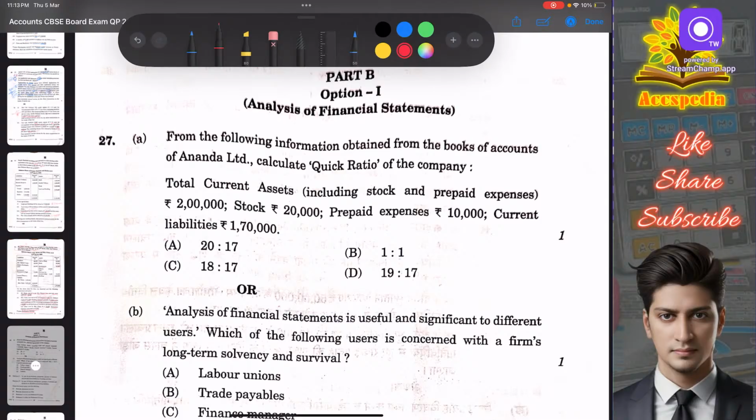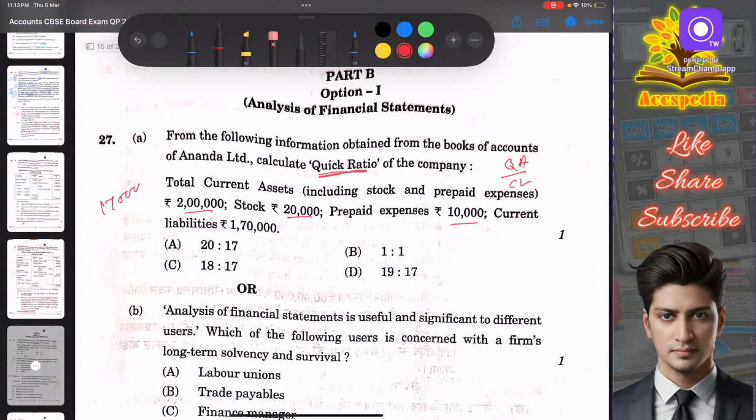Okay, 27 MCQ. From the following information obtained from the books of accounts of Ananda Limited, calculate the quick ratio. Quick ratio formula: quick assets divided by current liabilities. Total current assets including stock and prepaid expenses 2 lakh, stock 20,000, prepaid expense 10,000, subtract 30,000. 1,70,000 is the quick asset, divided by current liabilities which are also 1,70,000. So it's quite easy, 1:1.